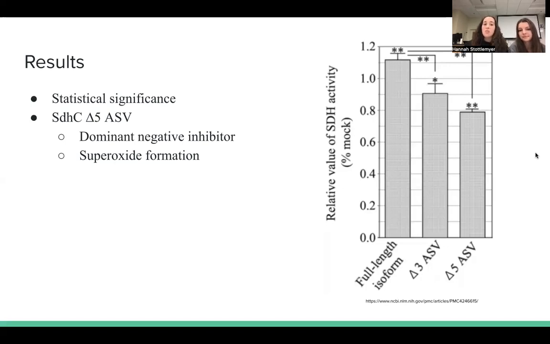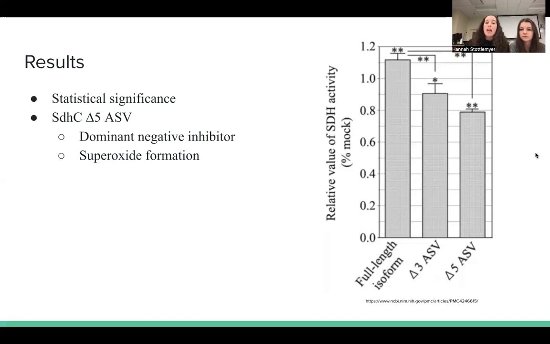Like Caitlin's saying, it's super important to recognize the statistical significance, ultimately because it leads to the 2 main conclusions of the results of this primary source. The first is that delta 5 ASV is a dominant negative inhibitor. This means that because SDH activity decreases with that variant, even with the presence of a full-length isoform that increases SDH activity, it doesn't matter because that delta 5 ASV will dominate.